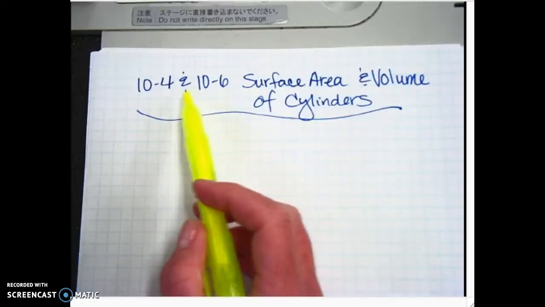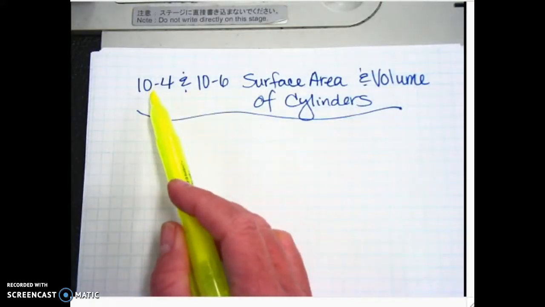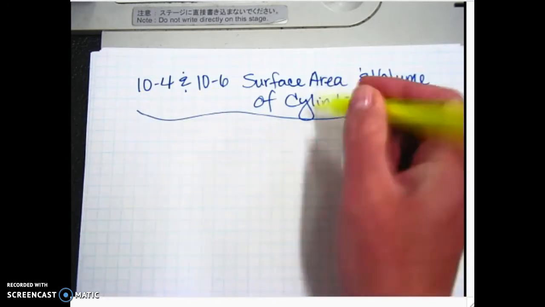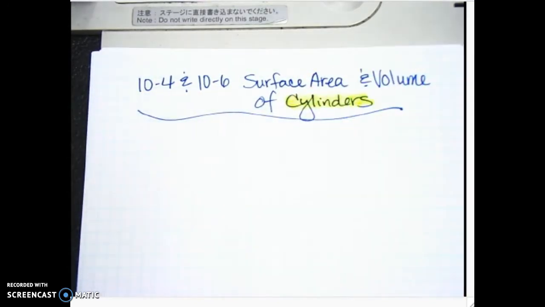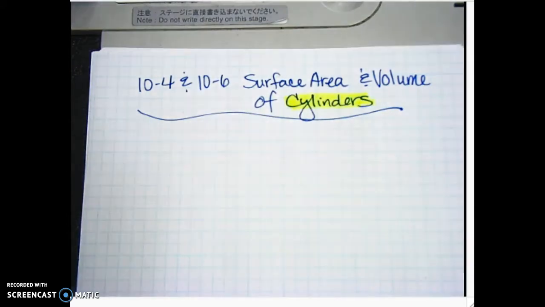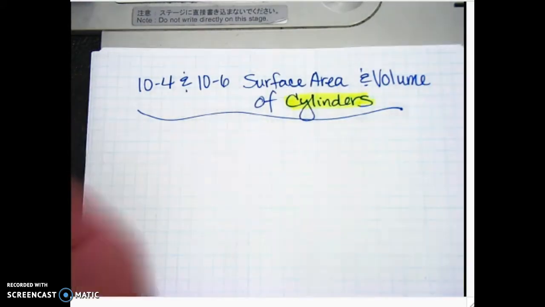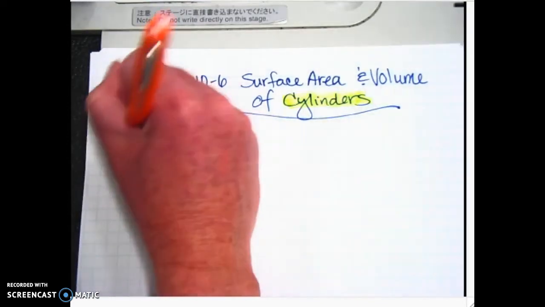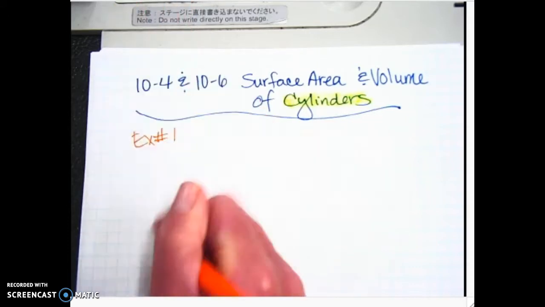So sections 10-4 and 10-6 are the same sections that we looked at yesterday. If you have a highlighter, you want to highlight this word cylinders, okay? And on yesterday's, you want to highlight the sphere, okay? So that you realize it's the same, but just one has polygon bases, and this one obviously is going to have circular bases. All right, so example number 1.